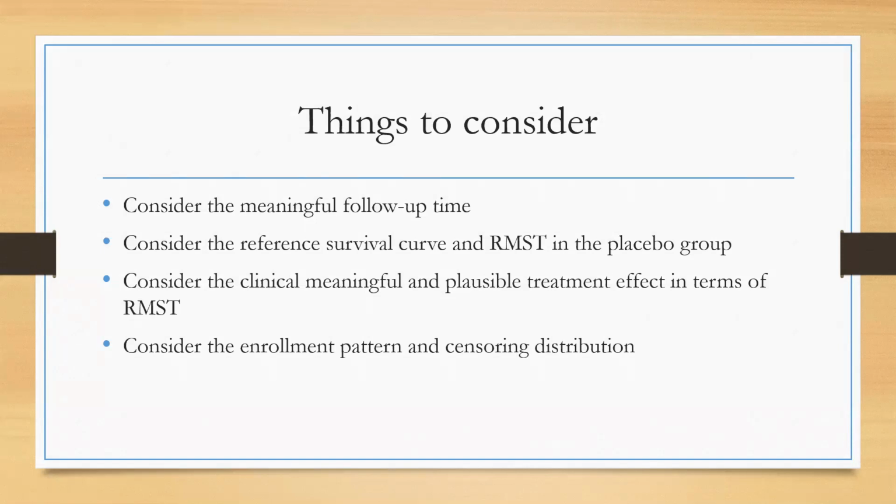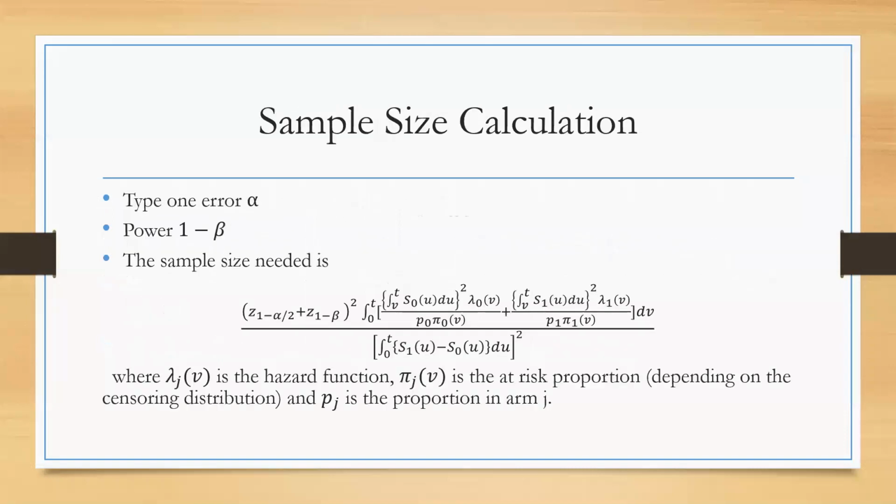And also, of course, you have to consider the enrollment pattern and censoring distribution, which is no different from, for example, designing a trial based on hazard ratio. So once you have all those factors considered or specified, then we do have a sample size calculation formula. It's a little bit intimidating. It's a very complex formula, but believe me, if you plug in those functions and the double integration, it's not very bad.